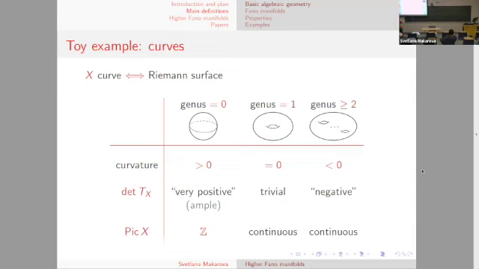And another invariant that we consider is the Picard group, the group of line bundles. In the case of genus 0, so this is CP^1. CP^1 has a discrete Picard group, which is isomorphic to Z. While Picard groups of higher genera curves have several continuous parameters.